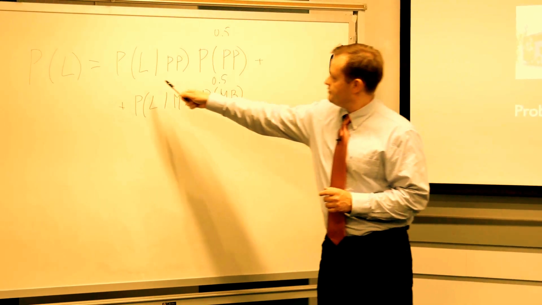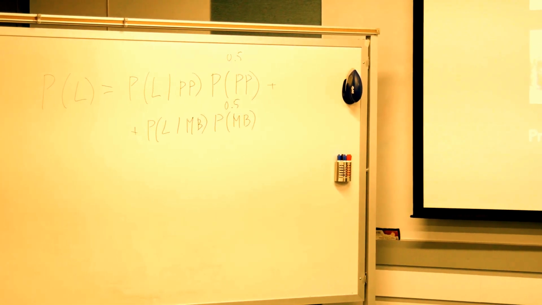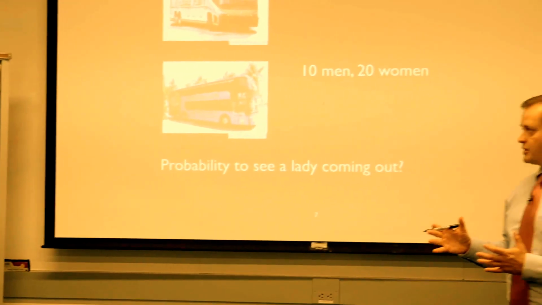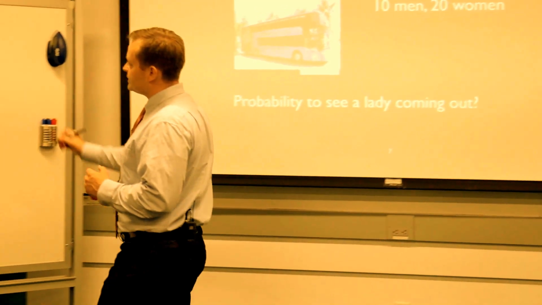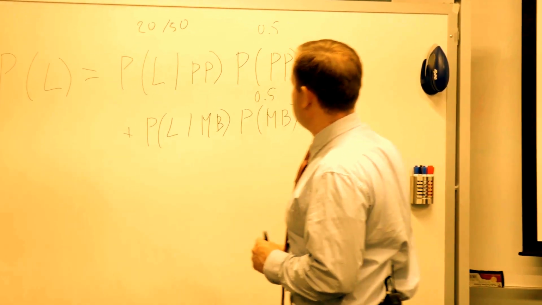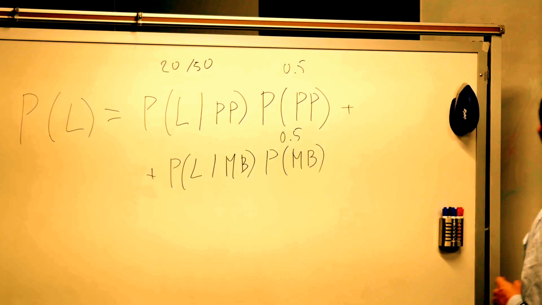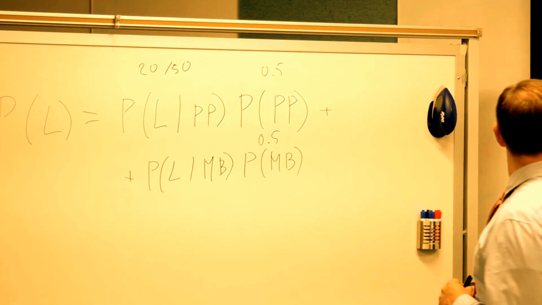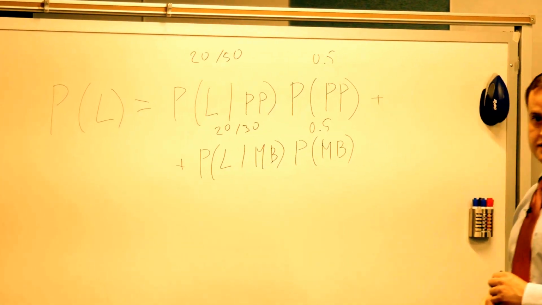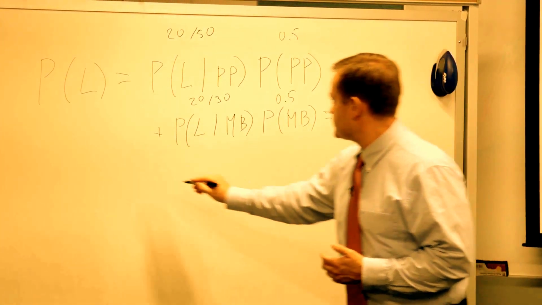Now, what are those probabilities? The probability of seeing a lady coming out of the Peter Pan bus is actually 20 out of 50, because we have 50 passengers in total and 20 ladies out there. So that's going to be 20 divided by 50. And the probability of seeing a lady out of the Megabus is 20 out of 30. So those are our probabilities. Now let's transform this and actually calculate the result.